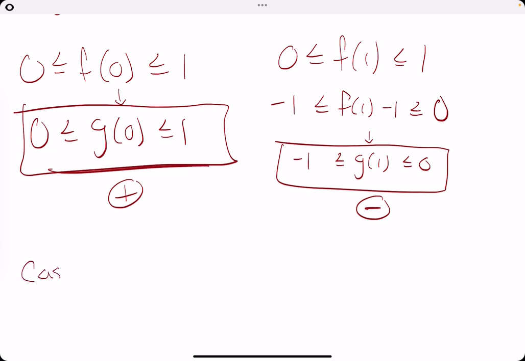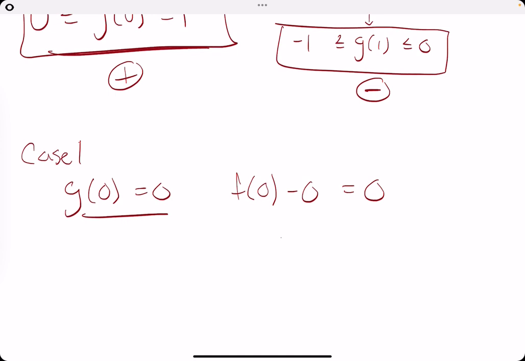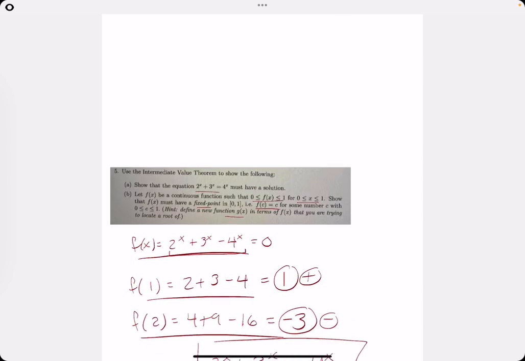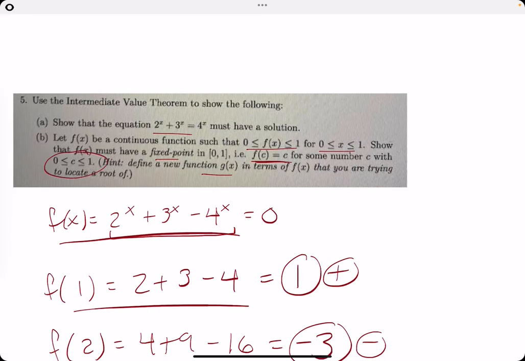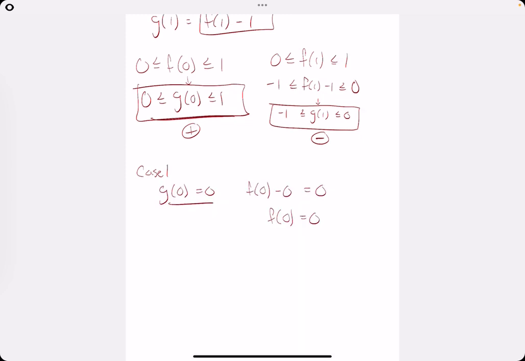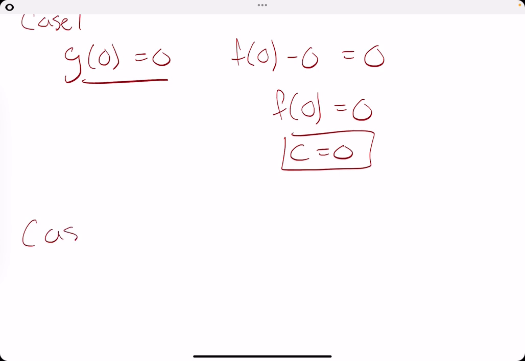Case 1 would be if g of 0 is equal to 0. Let's explore that case real quick. G of 0 being equal to 0 means that f of 0 minus 0 is equal to 0. And that just means that f of 0 is equal to 0, which, if you think about it, is what we are trying to show: that f of c equals c for some c on 0 to 1. So in this case, we have found that to be true for c equals 0. So that's case 1.